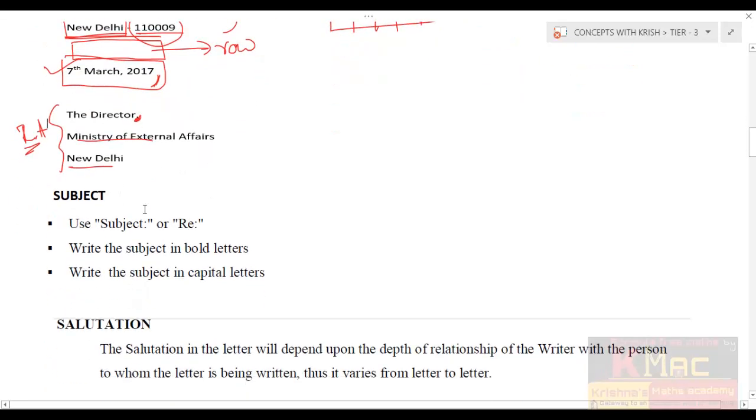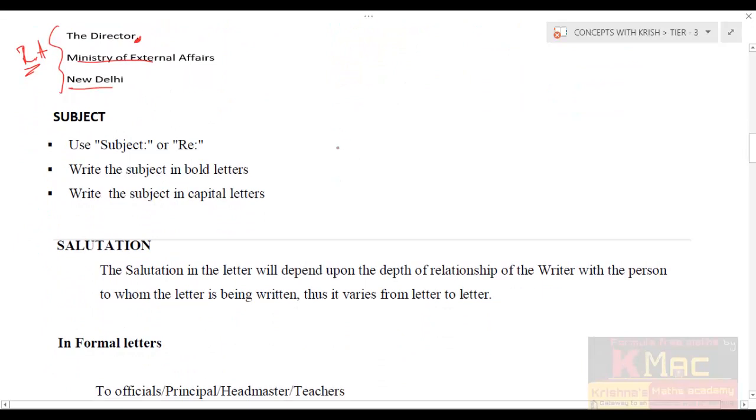Now coming to subject. For writing a subject, you just need to write subject or RE. RE means reference. You can use either this word or this word. And write the subject in bold letters. Bold letters, I mean to say, you can just rewrite two times. Once you write the subject, you can write one more time on that, so that it will look bold. Or else what you can do, you can write the subject in capital letters. That will be much better. So there won't be any waste of time. You better write this subject in capital letters.